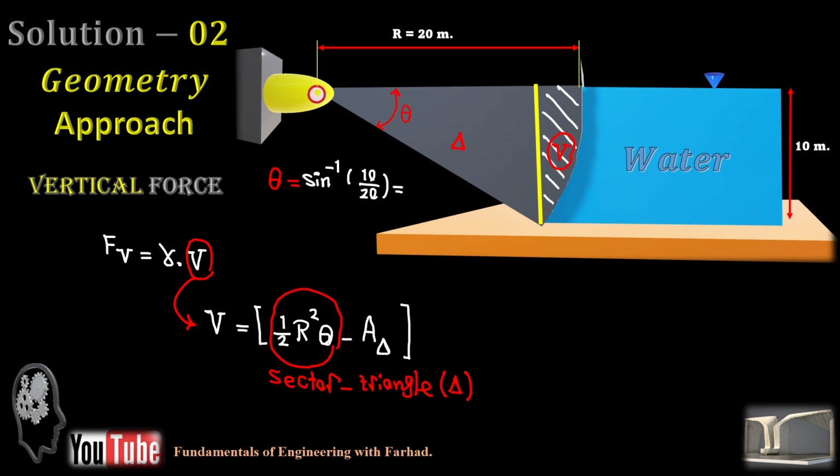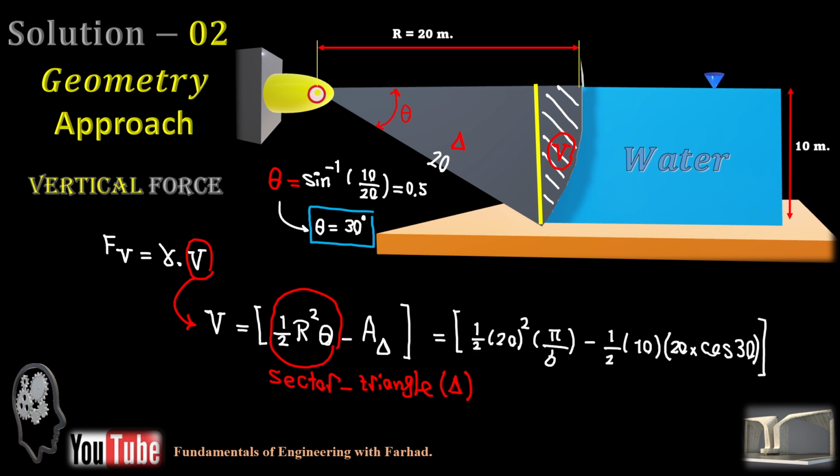For doing so, first calculate theta itself. That's sine inverse of 10 over 20, which is equal to 0.5, and that's pi over 6 or 30 degrees. The area of a sector of a circle is half of r squared times the angle theta, then minus the triangle. So how can we do that? It's half of 20 squared times pi over 6 minus half of 10 times 20 cosine of theta, which gives us this length, or the base of our triangle.